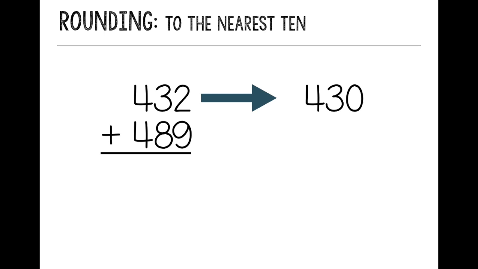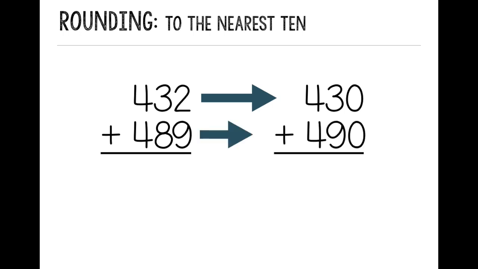For 489, I have an 8 in the tens place, and its neighbor is a 9. So that 9 is 5 or more, so we let it soar, so 489 will round up to 490.